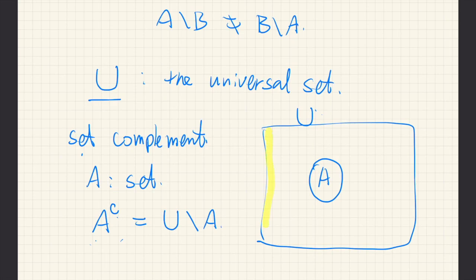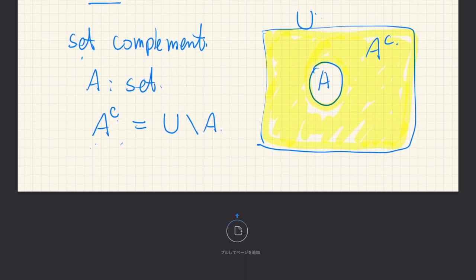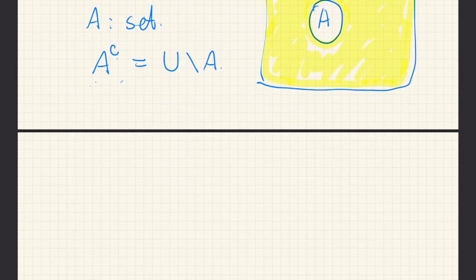So that is this part. Everything in the universe except for those in A. So this is A complement. And for complement, we have the following interesting property. The complement of the complement of A is equal to A for any set A.